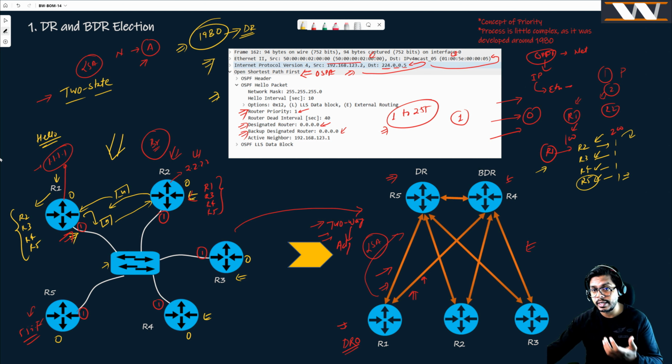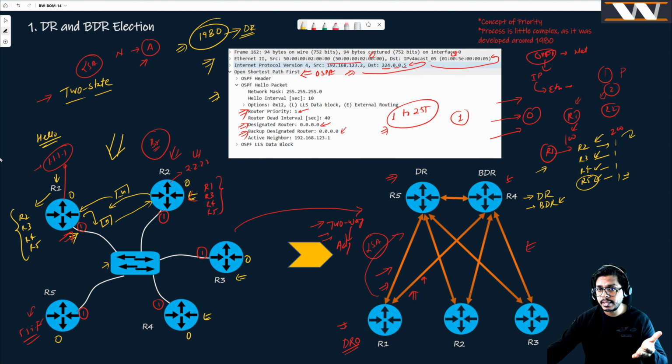But what are they going to elect? Because most of the people asked me about this process, it has been asked in many interviews. What is the first thing which is going to be elected, whether it is going to elect DR or it is going to elect BDR? So it is going to elect BDR first, and the reason is that in the current implementation of OSPF, OSPF has only one election process. It is always going to elect the BDR. It doesn't elect DR, right?